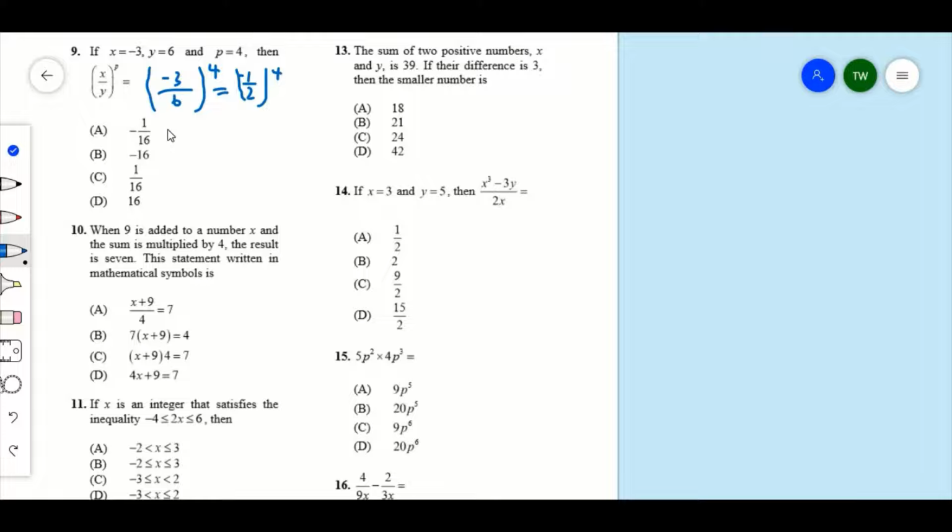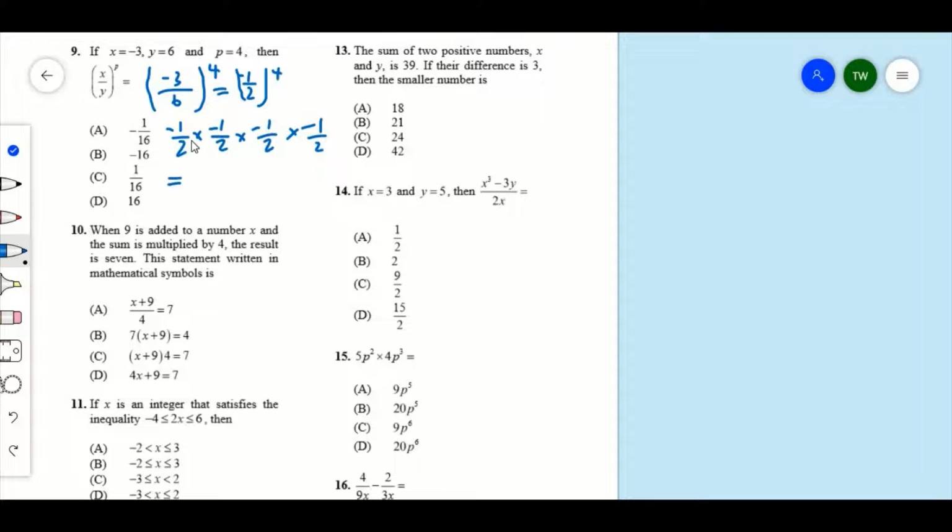So it's going to be negative 1 over 2 times negative 1 over 2 times negative 1 over 2 times negative 1 over 2. And what you're going to do is to multiply numerator by numerator and denominator by denominator.